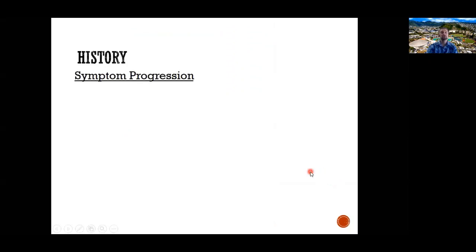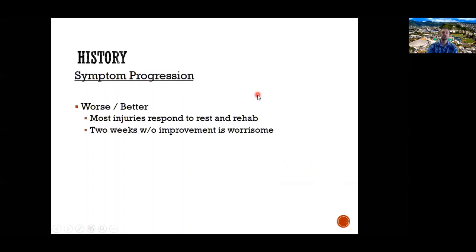Okay, so another goal in the history portion of the exam is that we're trying to figure out what is changing the symptoms, right? What is making it better or worse? In general, let's say you have a shoulder injury. When people rest, so they remove themselves from their activity and do some therapeutic exercise and modalities, they should tend to improve over time.